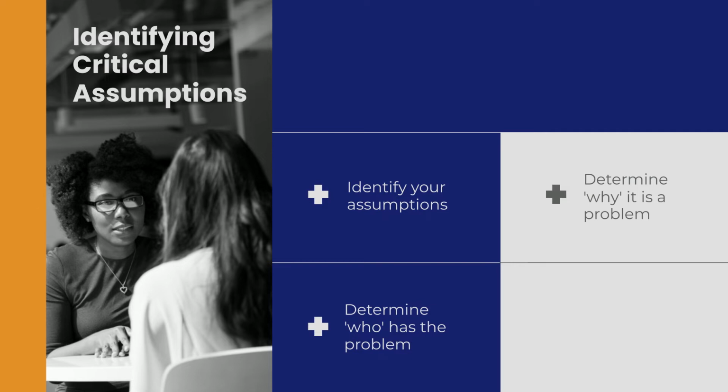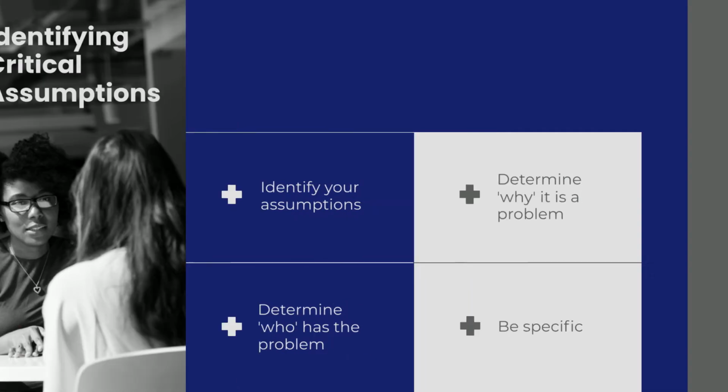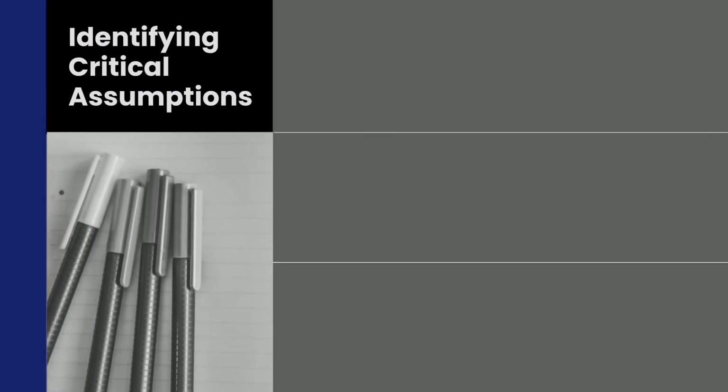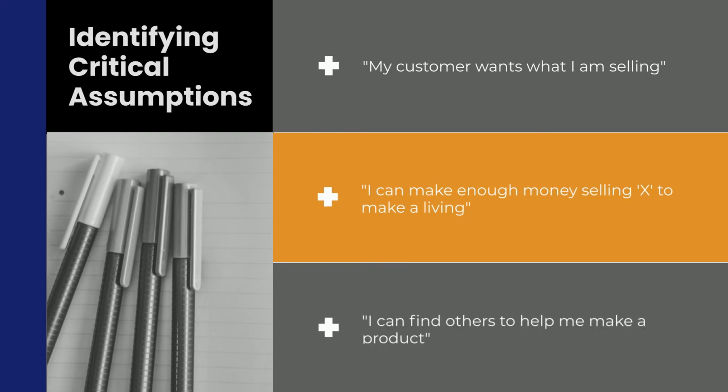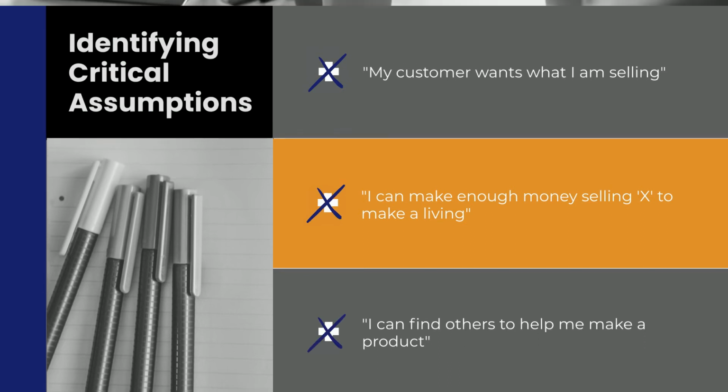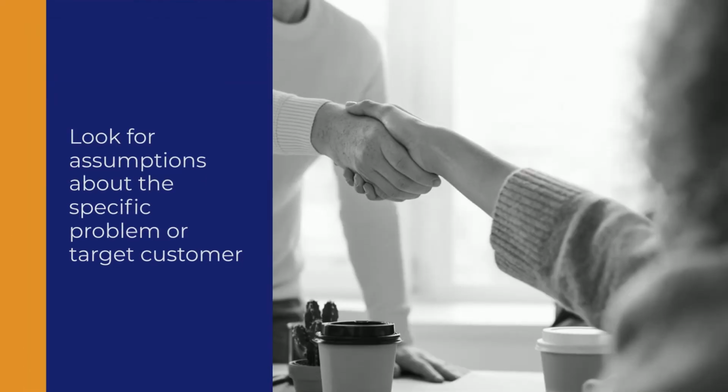Your assumptions should be specific to the context of your problem, not generic business assumptions. For example, my customer wants what I am selling. Or, I can make enough money selling X to make a living. Or, I can find others to help me make a product. These are all too generic. Every business wonders about this. Instead, look for assumptions about the specific problem or target customer.